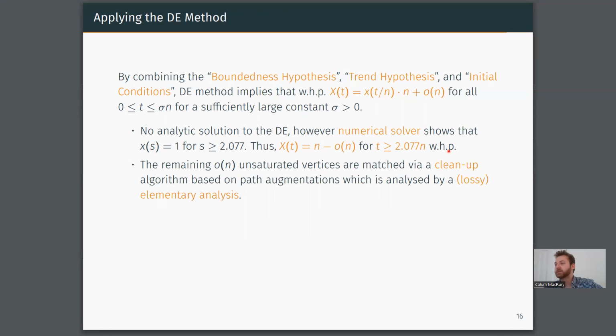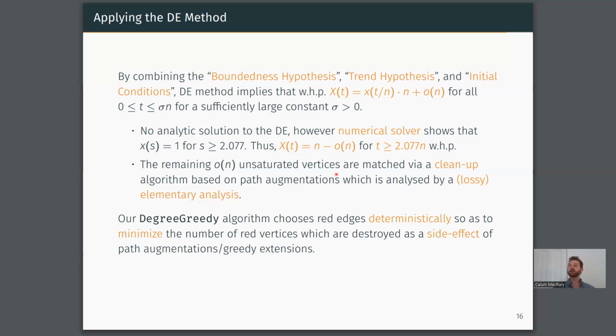The remaining little o of n unsaturated vertices are added to the path by a cleanup algorithm. This algorithm is based on path augmentations and is analyzed with a lossy elementary analysis, but the main ideas are the same. It is still based on path augmentation, but we don't apply the differential equation method. We just use elementary concentration inequalities to argue that the remaining unsaturated vertices can be added to the path.